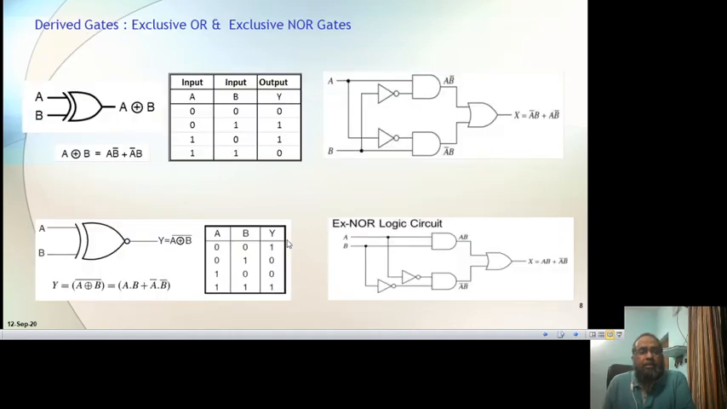Then derived gates are there for the exclusive OR as well as exclusive NOR operation. So what is exclusive OR? A exclusive OR B is equal to A B bar plus A bar B. That is, you can get the output 1 when one of the inputs is 0 and another is 1. All other cases, the output is 0. So this is called A XOR B. The symbol is A encircled plus B. This is the A exclusive OR B operation. So 0 0 gives 0, 0 1 gives 1, 1 0 gives 1 and 1 1 gives 0.